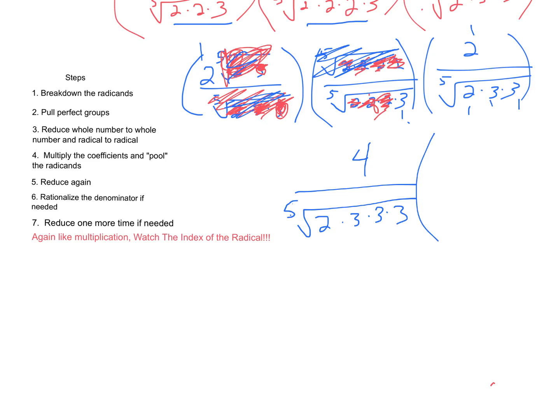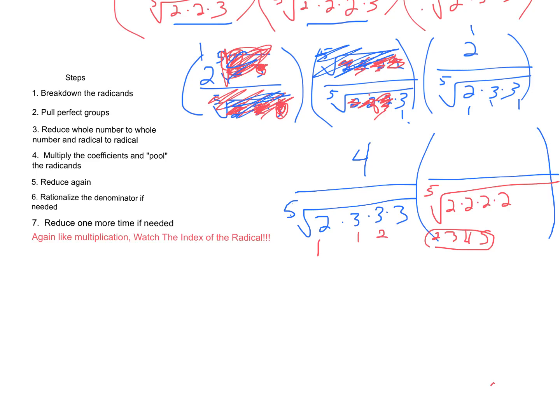Alright, now, here's where it gets fun. Now we have to create our perfect groups. Now here, I've got 1, 2. I'm dealing with fifth root, so I need 2, 3, 4, and 5. I need 4 more 2's here. So 2 times 2 times 2 times 2. Now here I've got 1, 2, 3 3's, which means I need 2 more 3's to create my fifth. So 3 times 3. So fifth root, 2 times 2 times 2 times 2 times 3 times 3.